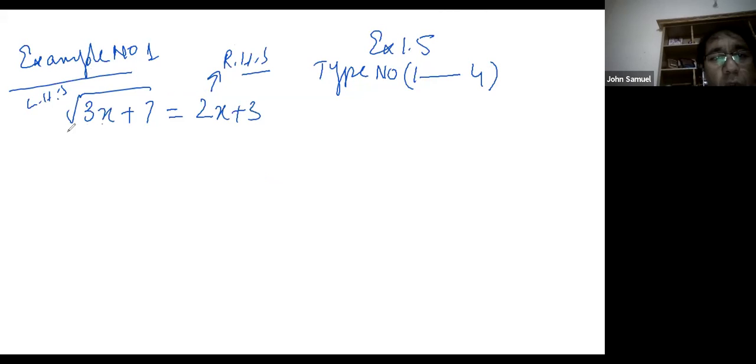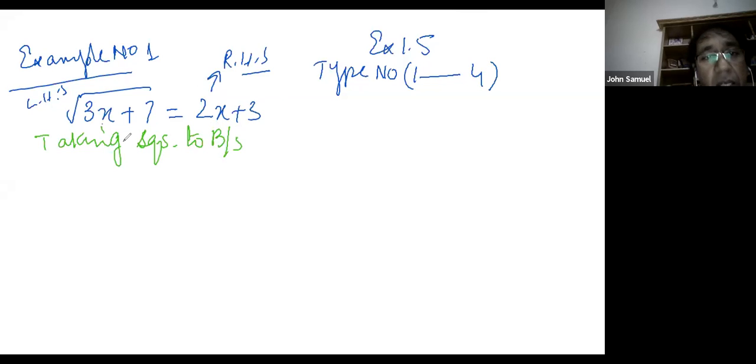So what we will do, you know that we'll take the square, because it is having a radical sign, and you know that the reciprocal of this square root is the square, or the inverse of this one is a square. So we'll write here, taking squares to both sides, as we will take the square on this side and on this side. That is why I'm writing squares to both sides. Or you can even write squaring both sides.